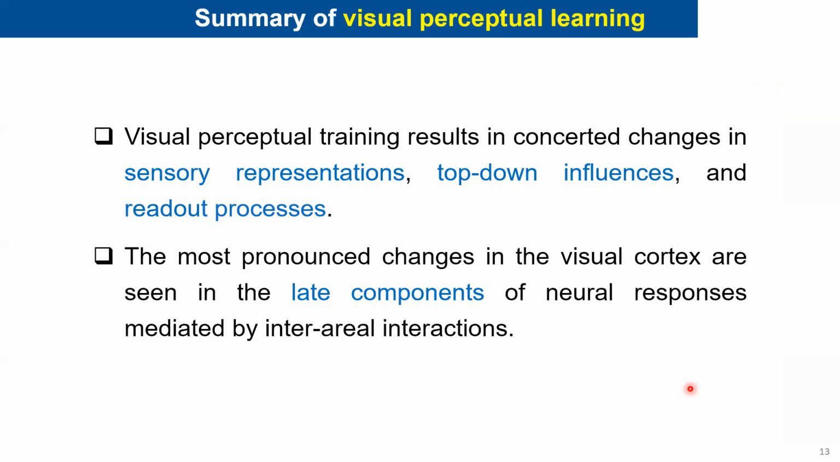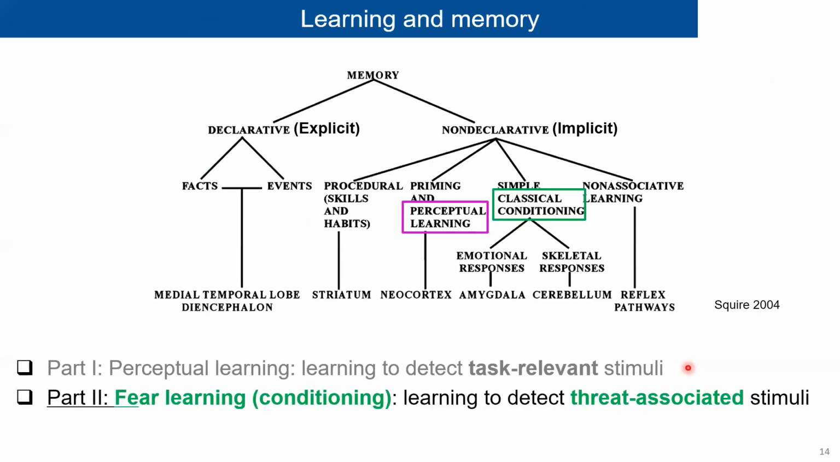So here's a summary of visual perceptual learning. Visual perceptual training results in concerted changes in sensory representations, top-down influences, and the readout processes. The most pronounced changes in the visual cortex are seen in the late components of neural responses mediated by inter-area interactions. Another form of implicit learning is fear conditioning. Unlike visual perceptual learning, fear learning can rapidly modify the early components of V1 responses.